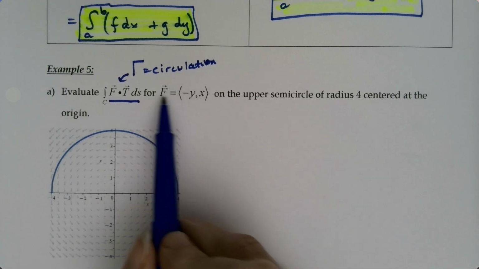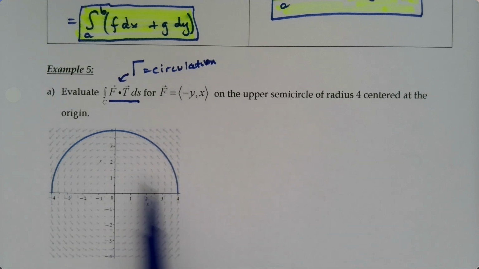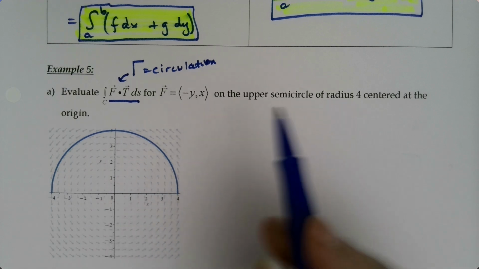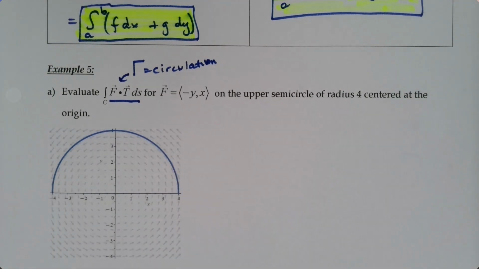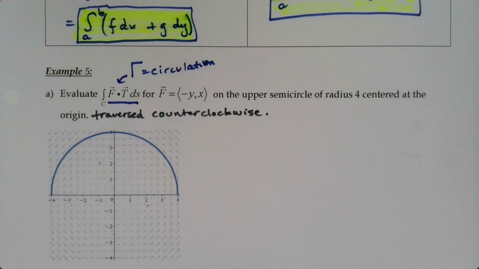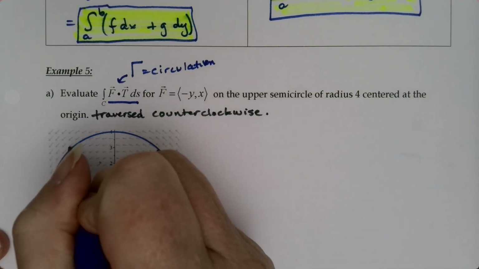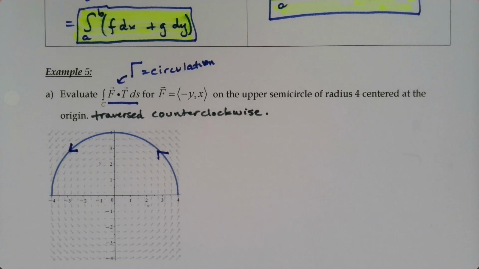All right, so our vector field is negative y, x, and I actually drew that for us here. We're going to look at the upper semicircle of radius 4 centered at the origin, and I'm going to add in that it's going to be traversed counterclockwise. So let me just add that in. That's a typo. It should be there. All right, I will add that in. So that means that we're going this direction on that circle.